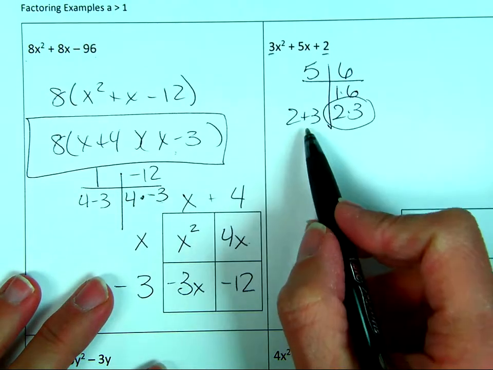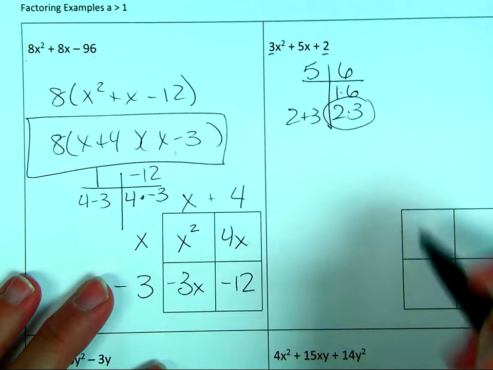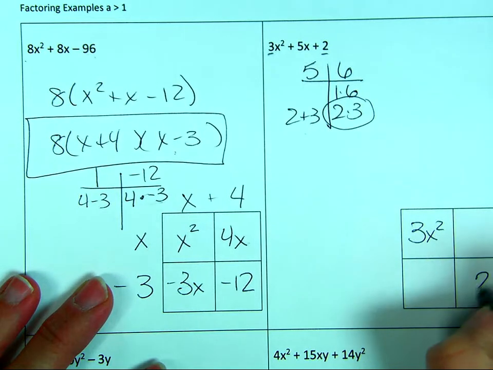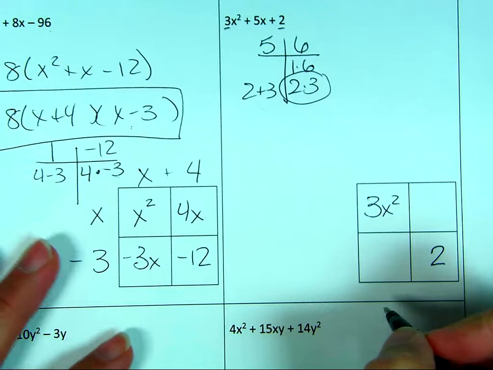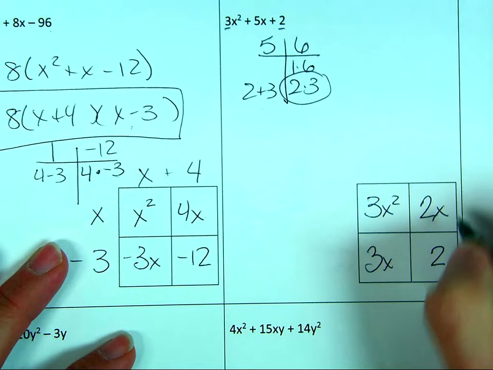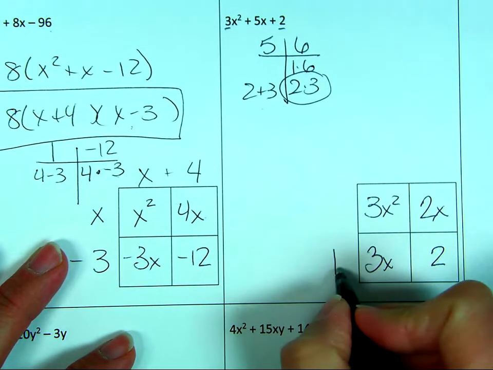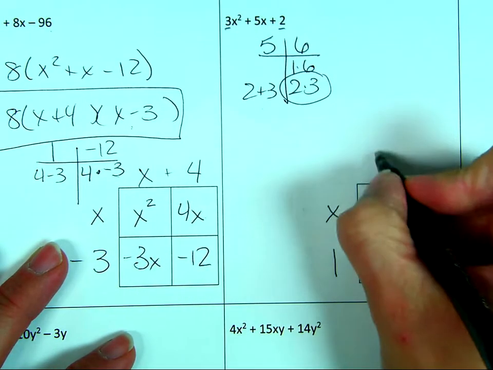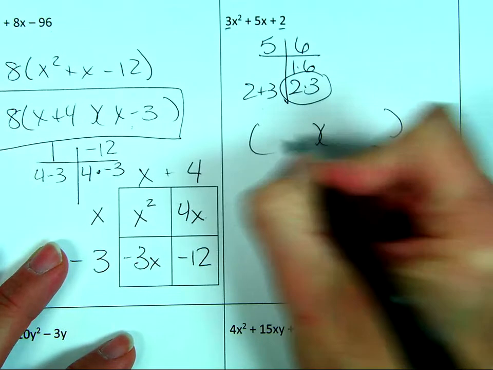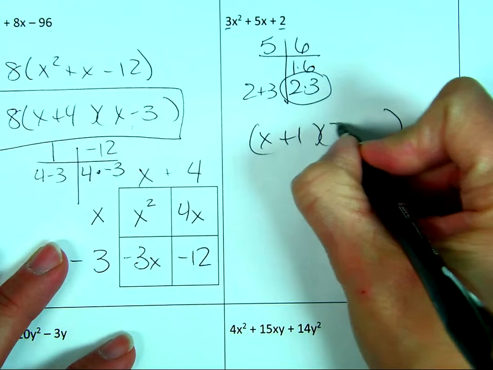All right, so we're going to use our little box. So we put a 3x squared here because that's ax squared. We put our c here. And then we put our 2 factors. So we got a 3x and a 2x. And then we take out the greatest common factor. 1, x, 3x, and 2. And so our answer is x plus 1 and 3x plus 2.